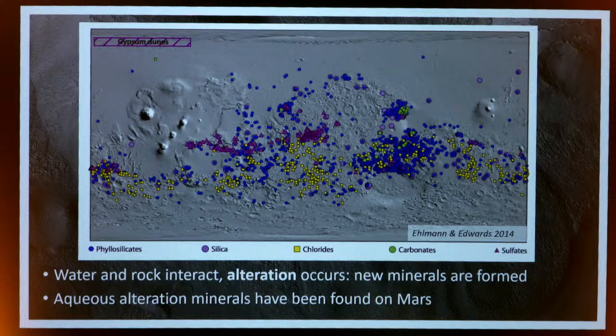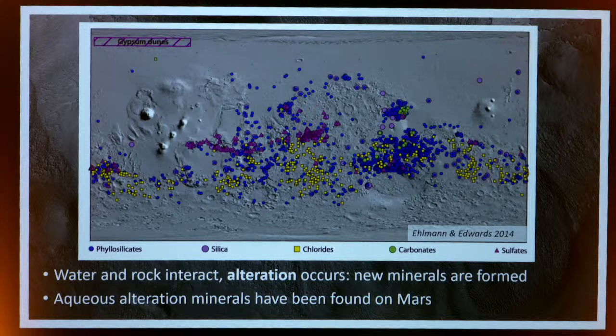When water and rock interact, we form new minerals. Aqueous alteration minerals are ubiquitous on the surface of Mars. This is a great map from 2014 by Bethany Ellman and Christopher Edwards. And when I asked Chris for an updated version, he said there wasn't one yet. So get on that, guys.